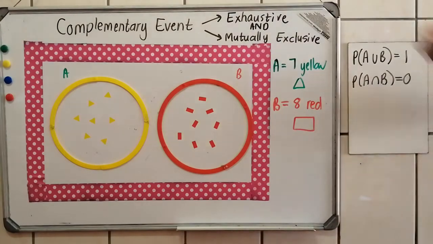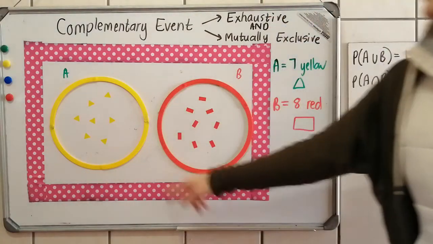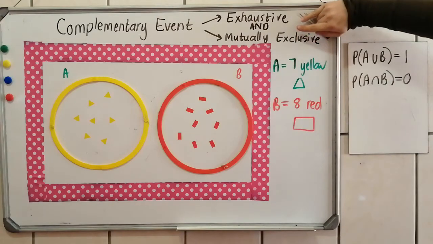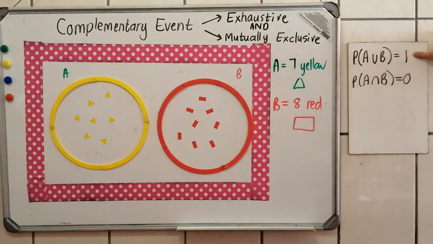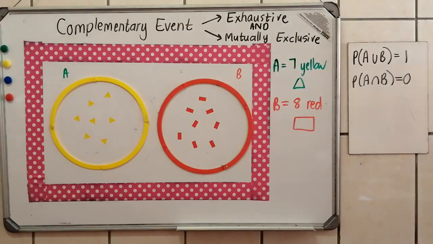So let's quickly refresh. Exhaustive means that there's nothing left over in my sample space. So when it's exhaustive, my union always comes to 1. It's 100%. Mutually exclusive means they don't overlap. So when something is mutually exclusive, my intersection always comes to 0. And complementary is when these two things happen together. Exhaustive, this happens. Mutually exclusive, this happens. When it's complementary, they both happen, because complementary is both of those things at the same time.